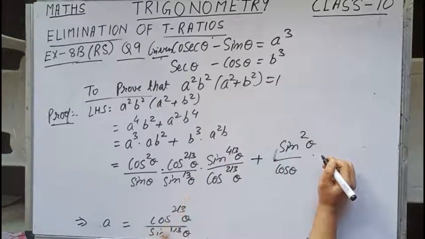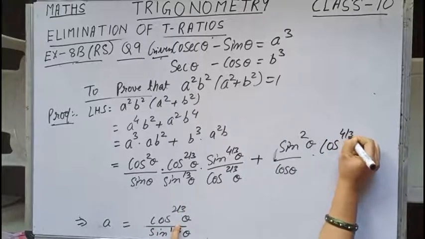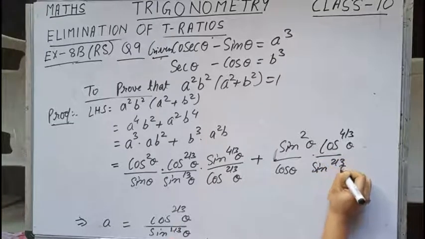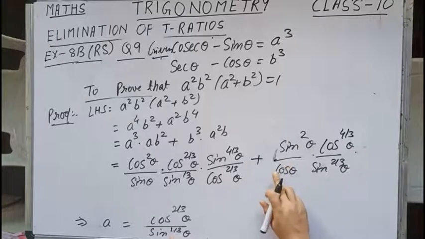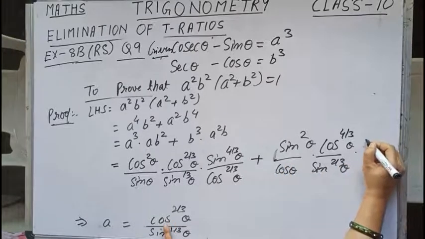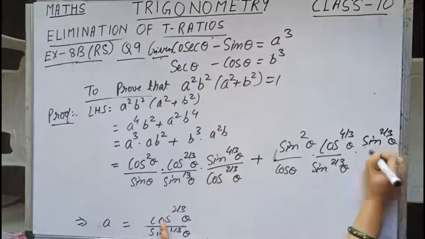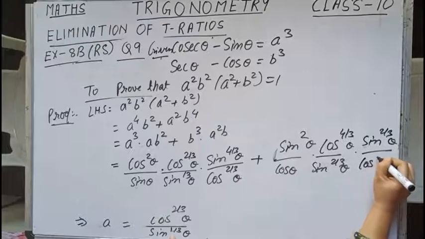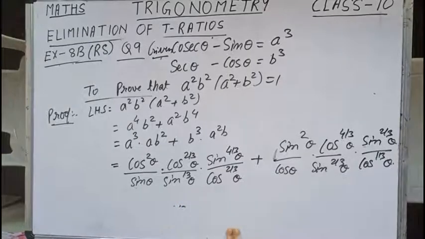So a value is this one. So a square value is cos 4 by 3 theta by sin 2 by 3 theta into b. So b value will be equal to, over here, sin 2 by 3 theta by cos 1 by 3 theta. I think all the values I have kept over here. Now let us solve it first.